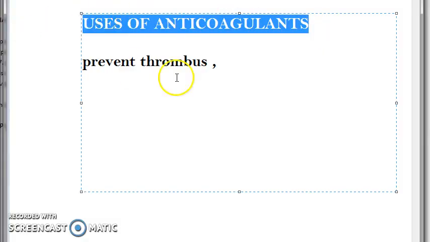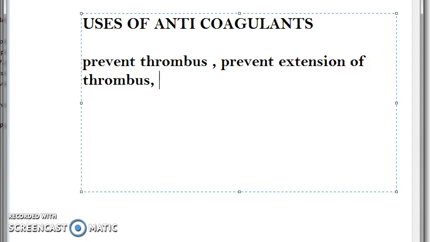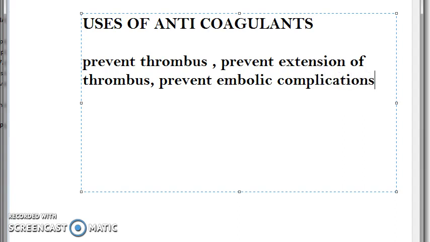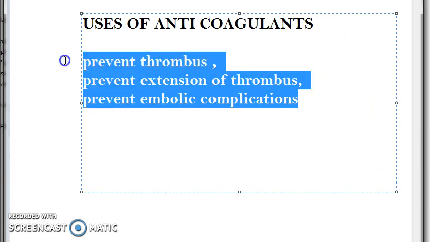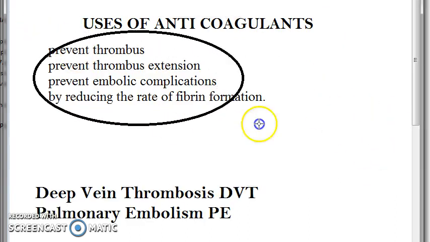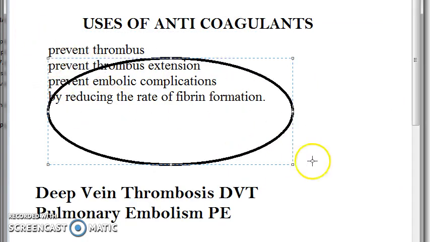In this video, we want to cover the uses of anticoagulants. Generally, you want to prevent a thrombus, prevent the extension of a thrombus, and prevent embolic complications. These are what you want to achieve generally. That is why you give an anticoagulant. Just adding some more information here: prevent the thrombus, prevent thrombus extension, prevent embolic complications by reducing the rate of fibrin formation.